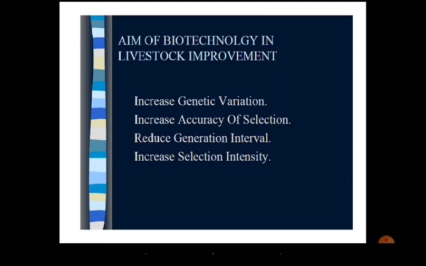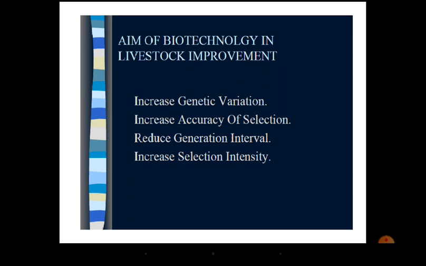The third point, which I already told in the first slide, is whatever interventions reduce the generation interval. Whatever tools reduce the generation interval will improve the genetic progress. The fourth point is to increase the selection intensity. Selection intensity is nothing but the percentage of animals selected among the tested population. Higher selection intensity means you select fewer animals from the larger number of tested animals.